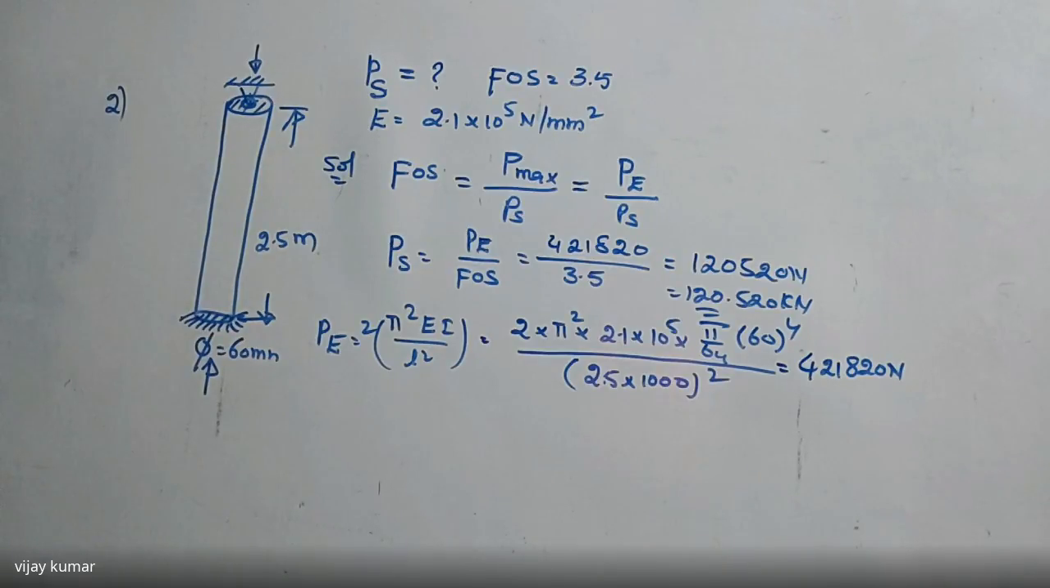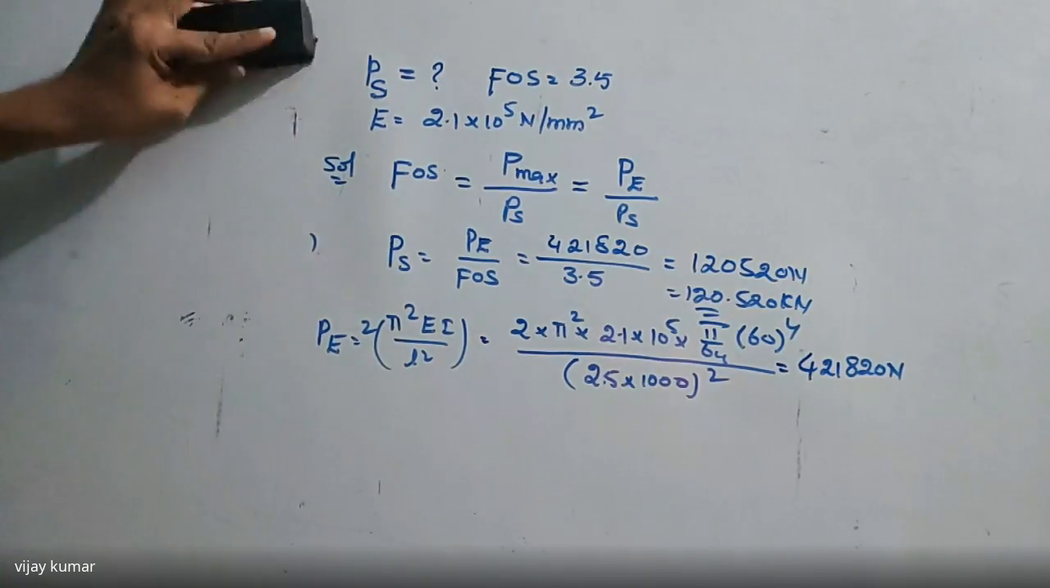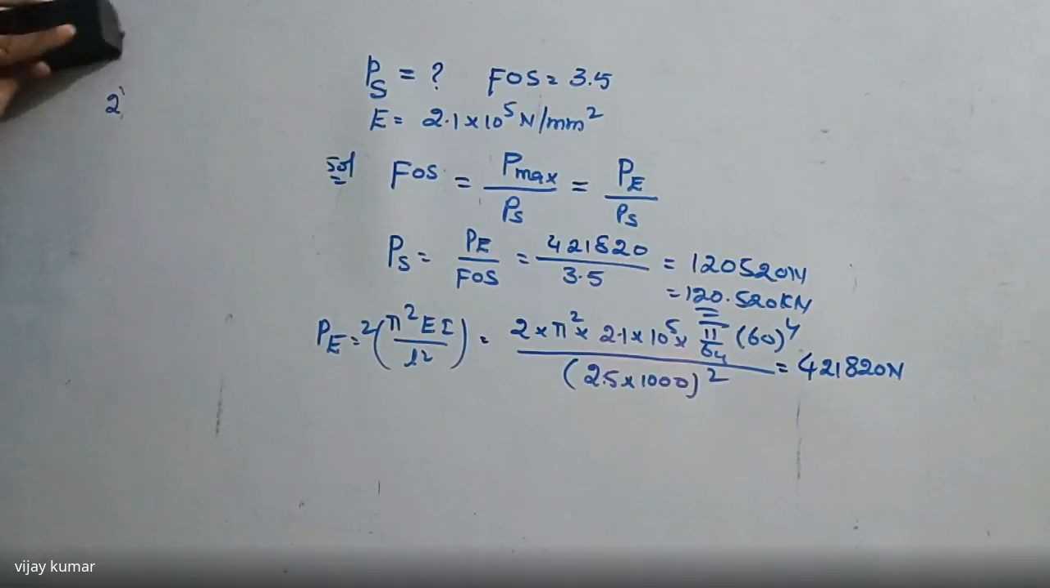So in this way, we can solve any problem. In this chapter, problems are based on formula. So take the end conditions of the column and apply the formula, take the known values and the unknown values, and find the unknown values here. Right. So this is number 2. I'm going to give problems on this column one by one.